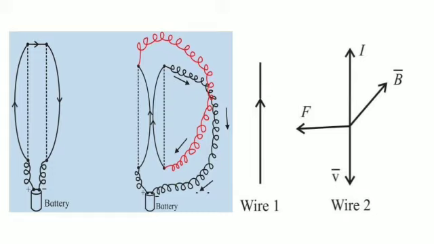The magnetic field due to current in wire 1 at any point on wire 2 is directed into the plane of the paper. The electrons flow in a direction opposite to the conventional current. Then wire 2 experiences a force vector F towards wire 1. Fine.